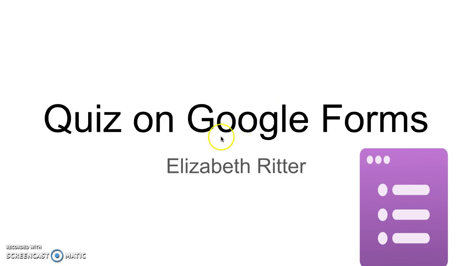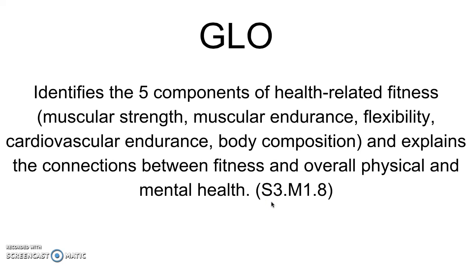I chose Google Forms for my technology. The GLO that I chose was from Standard 3: identifies the 5 components of health-related fitness, which are muscular strength, muscular endurance, flexibility, cardiovascular endurance, and body composition, and explains the connections between fitness and overall physical and mental health.